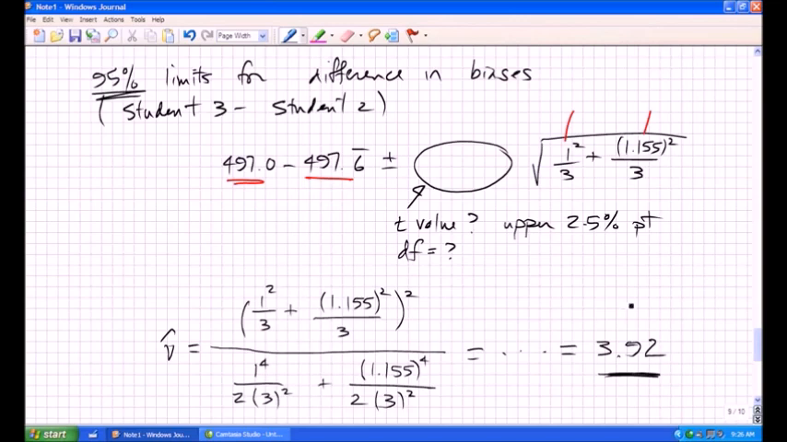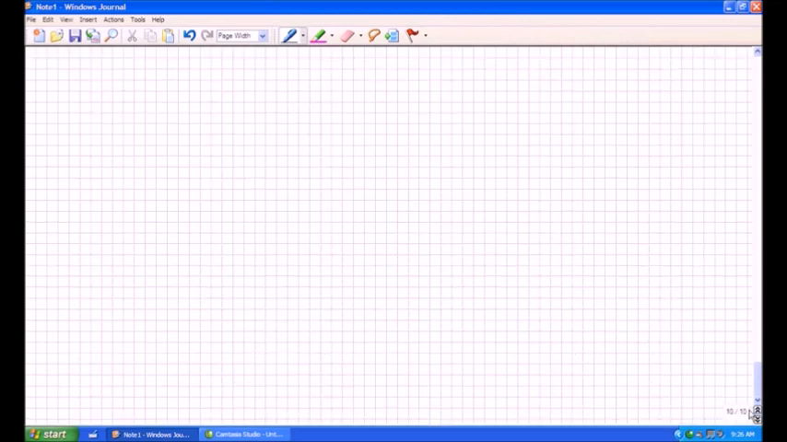You check it out. If we take this 3.92 and round down to 3, the upper 2.5% point of the t-distribution with 3 degrees of freedom is, I believe, 3.182. And so when all is said and done here, what one has is minus 0.6 plus or minus 2.81.